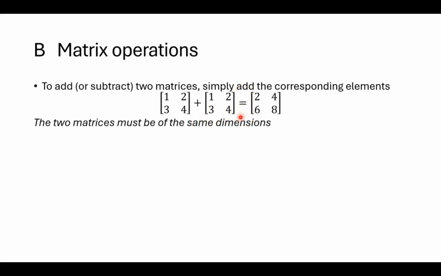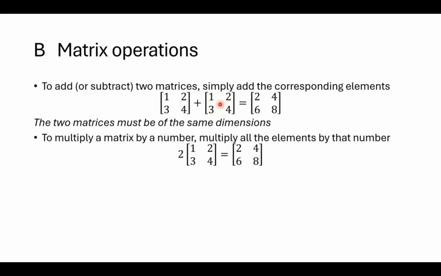And you may also have observed that these two matrices are actually the same. So what we're doing essentially is just multiplying this matrix by 2. And this also leads us naturally to the multiplication of a matrix by a number. We just multiply all the elements by the number. So if we want to calculate 2 times this matrix, we just double all the numbers in the matrix. So 1 becomes a 2 and 2 becomes a 4.